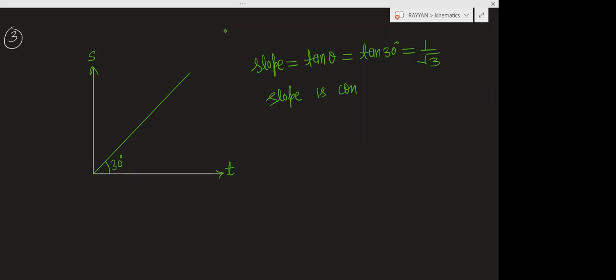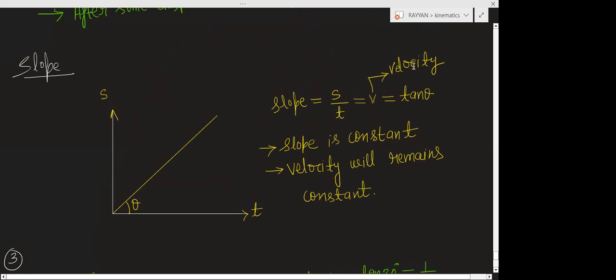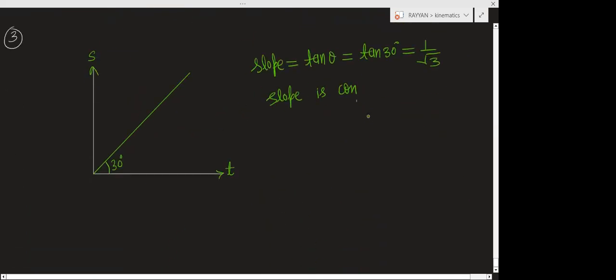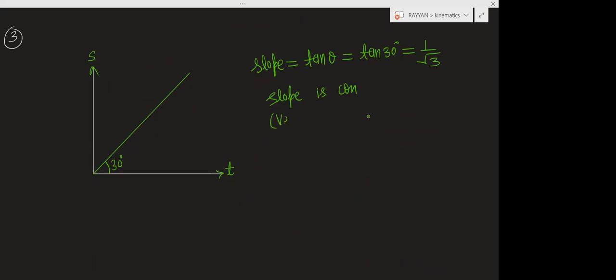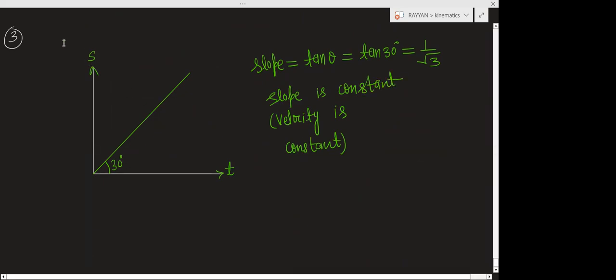And what is the slope of the displacement time graph? Slope of displacement time graph is also velocity. So slope is constant means the velocity is constant. So if someone is giving you this kind of graph and saying what is the type of the motion? So basically in this graph, you can say that the body is moving with a constant velocity. What is the meaning of constant velocity? If the velocity is constant, means acceleration is 0.